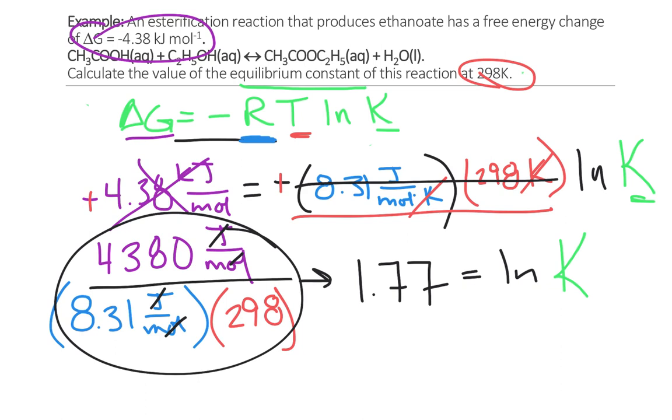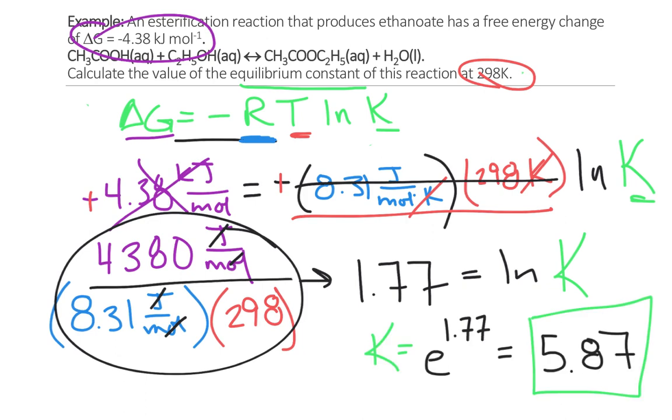Now we can set that equal to all that's left on the right hand side, which was the natural log of K. To solve for K, we're going to need to find the anti-natural log. So basically we need to find e raised to the 1.77 power, and we get 5.87 as our final answer. So that means our equilibrium constant, K, is equal to 5.87. Remember, there are no units for K. This is simply our final answer.